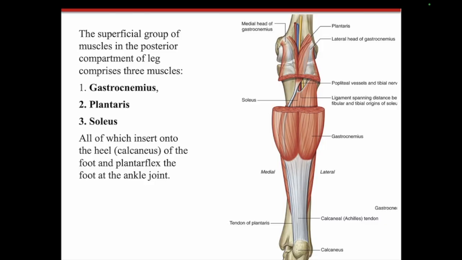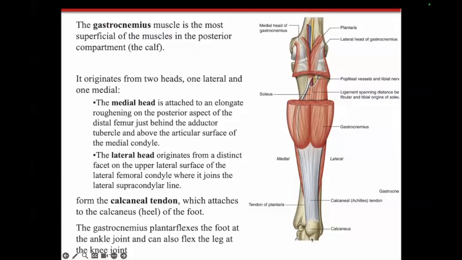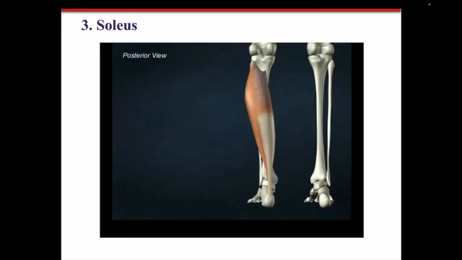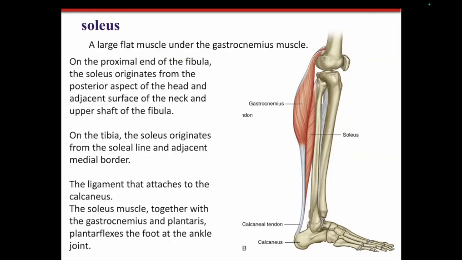So the big muscles that you see in the back of the leg are the gastrocnemius, and then underneath you have two muscles, the plantaris and the soleus. These muscles insert in the calcaneus. The gastrocnemius has the medial and lateral head. It'll continue as the calcaneal tendon. Plantaris is a tiny little muscle with a small belly, and the soleus is underneath.